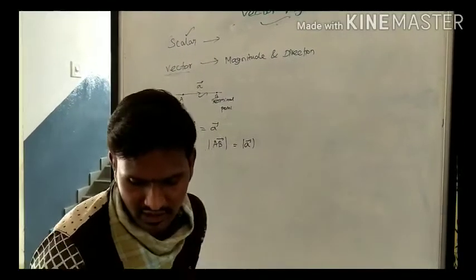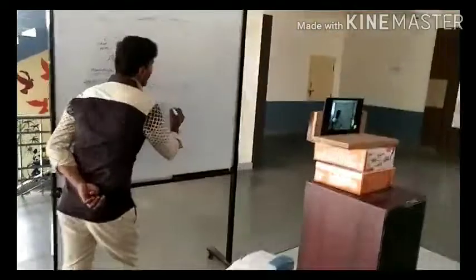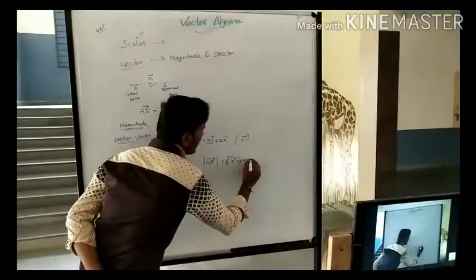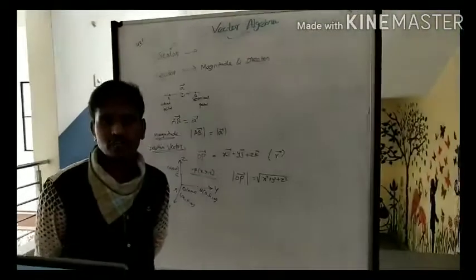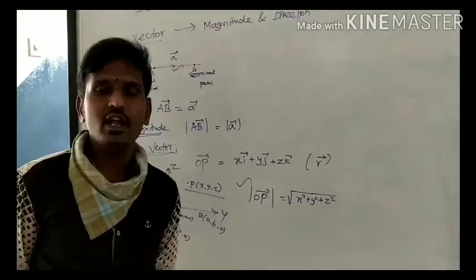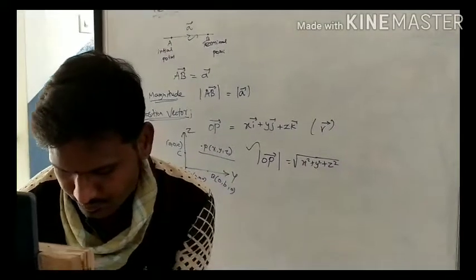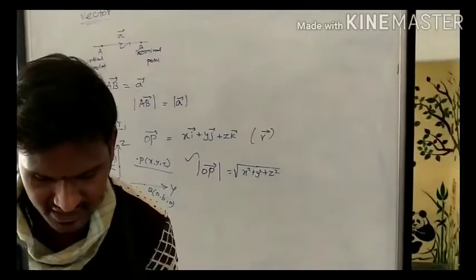Okay. Now next, take your book. The magnitude of vector V is equal to square root of x square plus y square plus z square. So this is the magnitude value of that position vector. This one you already have on page number 425, the same.